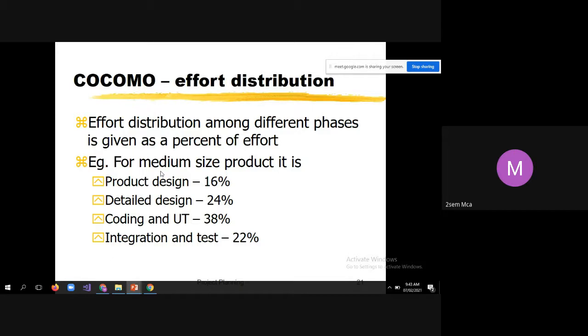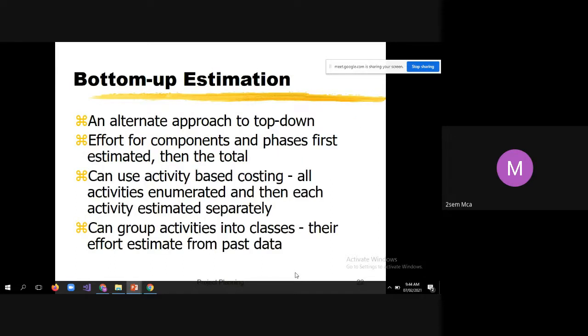Those values of A and B depend upon the nature of the project and the characteristics of the project. And ultimately, in the COCOMO model, the effort distribution happens like this: for product design 16%, detail design 24%, coding and unit testing 38%, and integration and testing 22%.